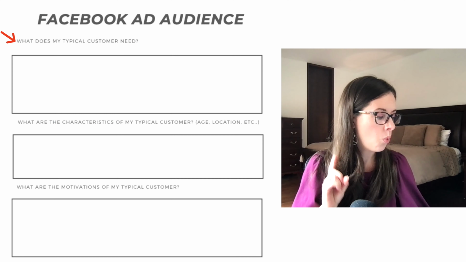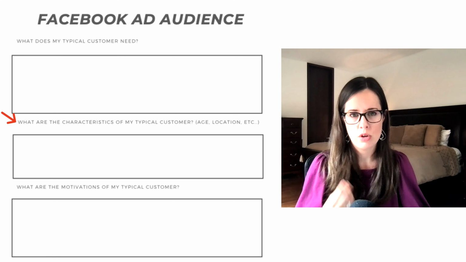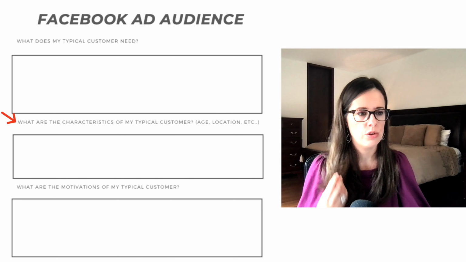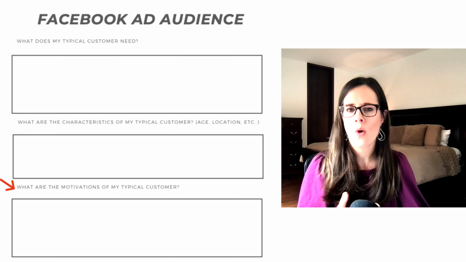I also want to make sure that I'm thinking about exactly who I am targeting in these ads. So instead of just creating some kind of generic ad, I want to think about an actual person, an actual family. So I ask myself these 3 questions on this additional page, my Facebook ad audience question page. 1, what does my typical customer need? 2, what are the characteristics of my typical customer that I'm trying to target, like their age, their location, family status? 3, what are their motivations? Why do they need me? Why would they possibly need to call me instead of one of my competitors?